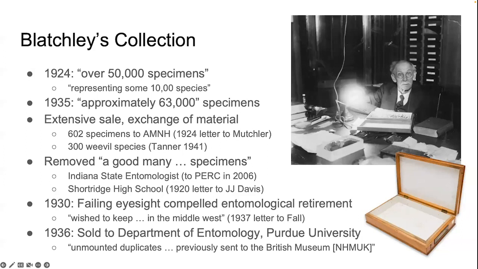Now, Blatchley's collection: he amassed a significant personal collection. I can't find exact numbers for the species, but in 1924 he quotes this at about 10,000 species. And near the end of his entomological career, he had amassed approximately 63,000 specimens. That may seem small for the time Blatchley was active, but this doesn't factor in extensive trade and sale of specimens, both to museums and to other individuals. For example, Tanner recalls a single purchase of 300 weevil species from Blatchley that at a minimum was 1,200 specimens.